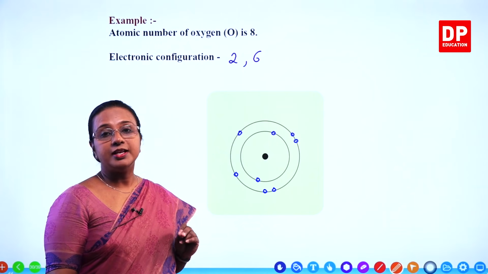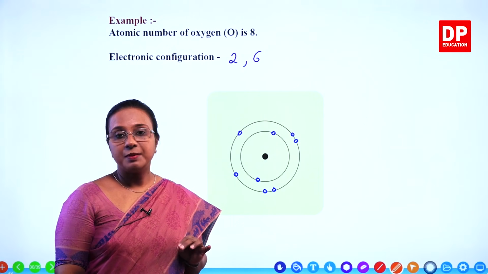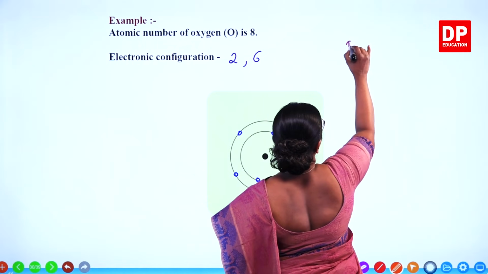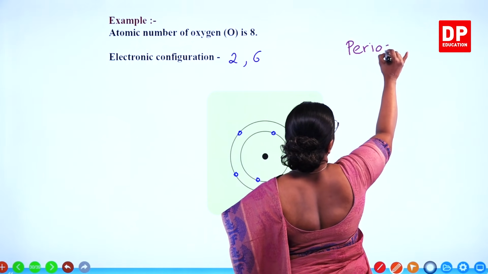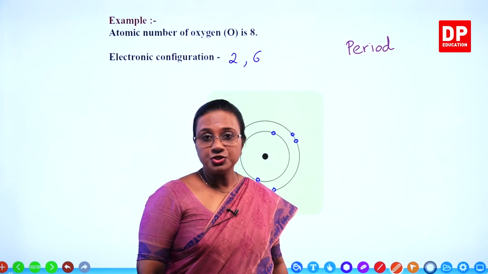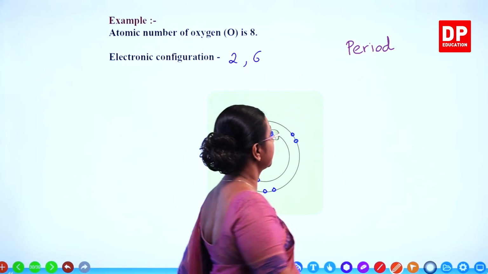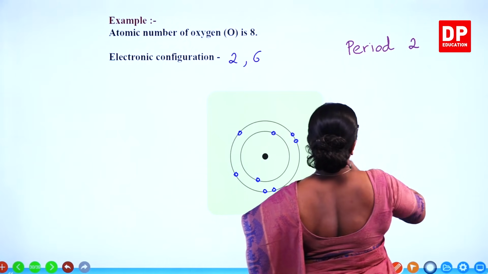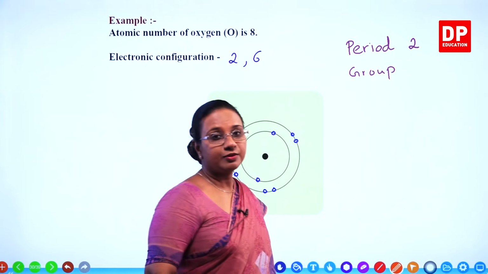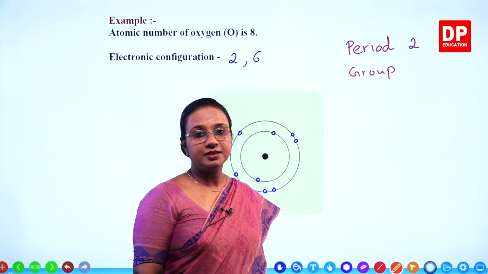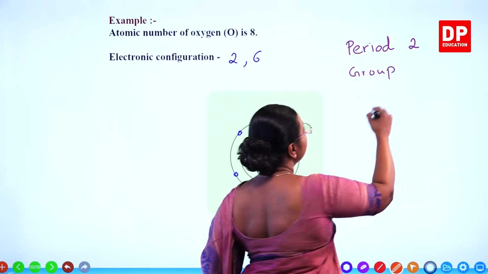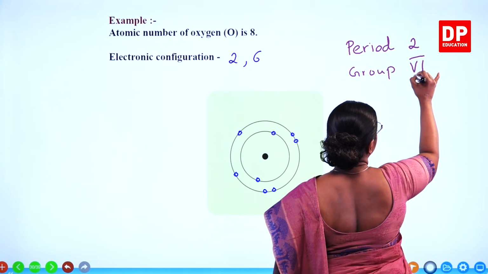We know the electronic configuration. So you know to identify the position, the period number and the group number. Here, oxygen belongs to what period? There are two shells with electrons, so it has to be period 2. And what is the group number? You know to calculate it, you know to identify it. Yes, since there are 6 valence electrons, the group number will be 6.